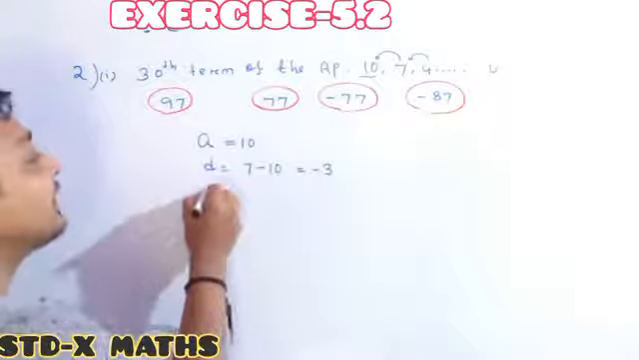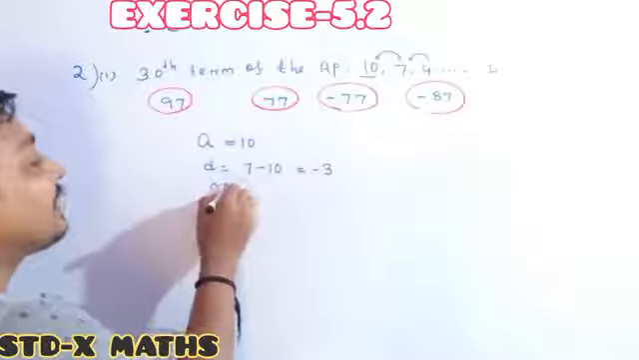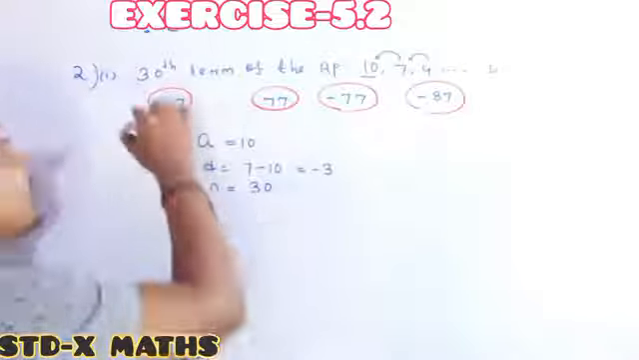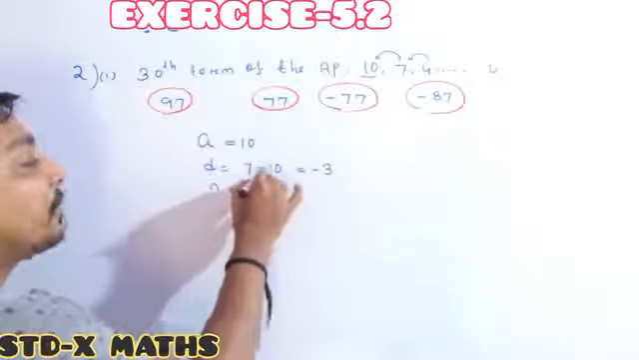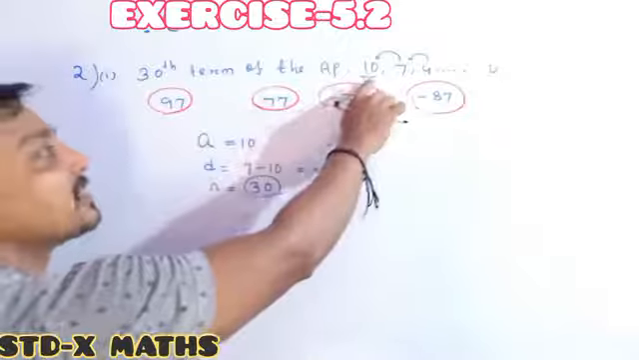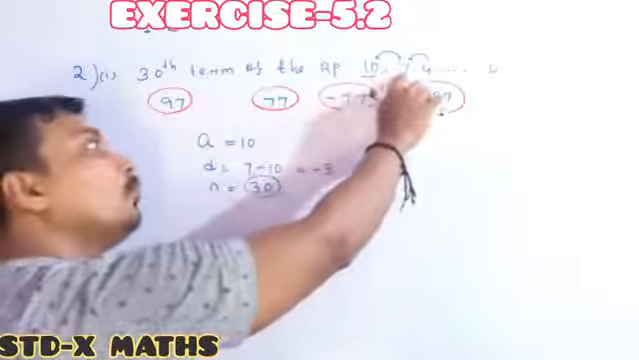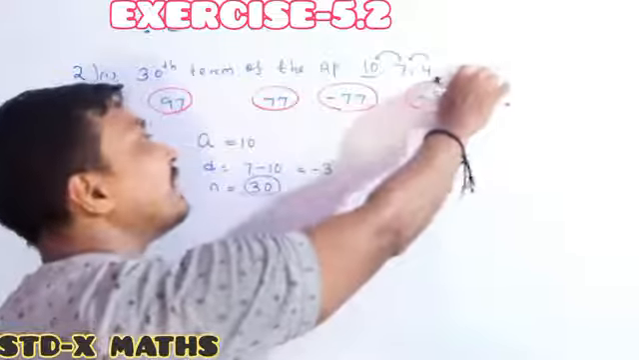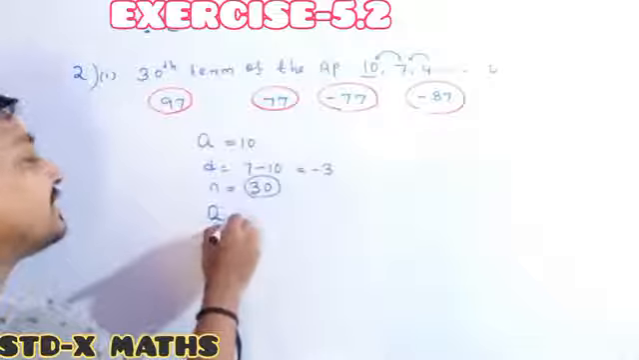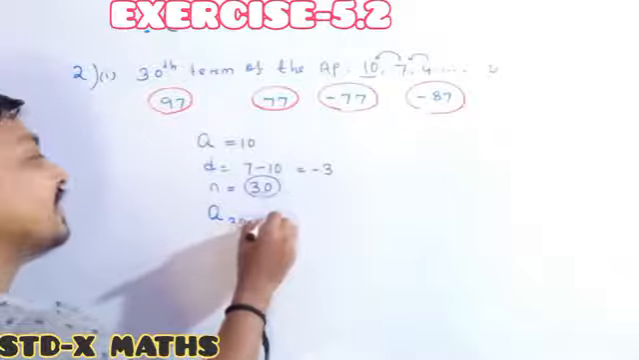See, then after, it is asked the 30th term. 30th term means n is equal to 30. The first term means A1, then A2, then A3, and the next one which is asked is this one, AN. AN means A30 is asked.